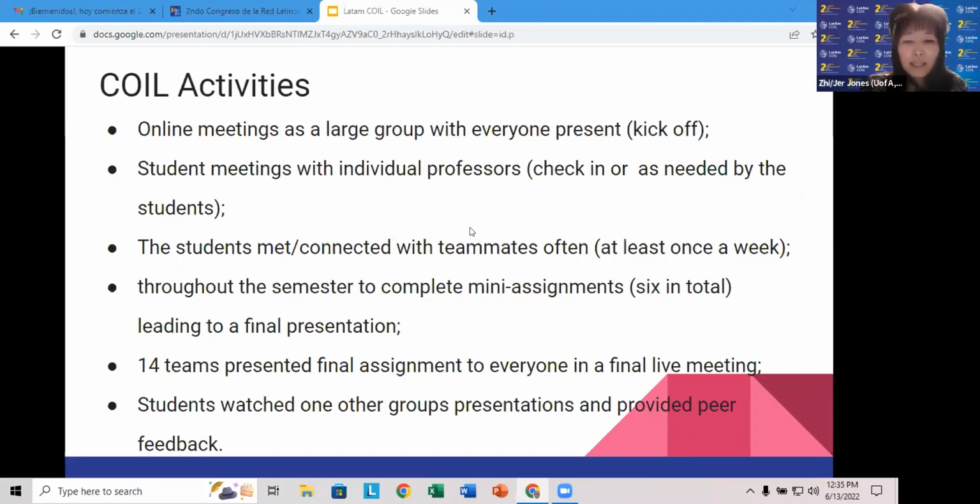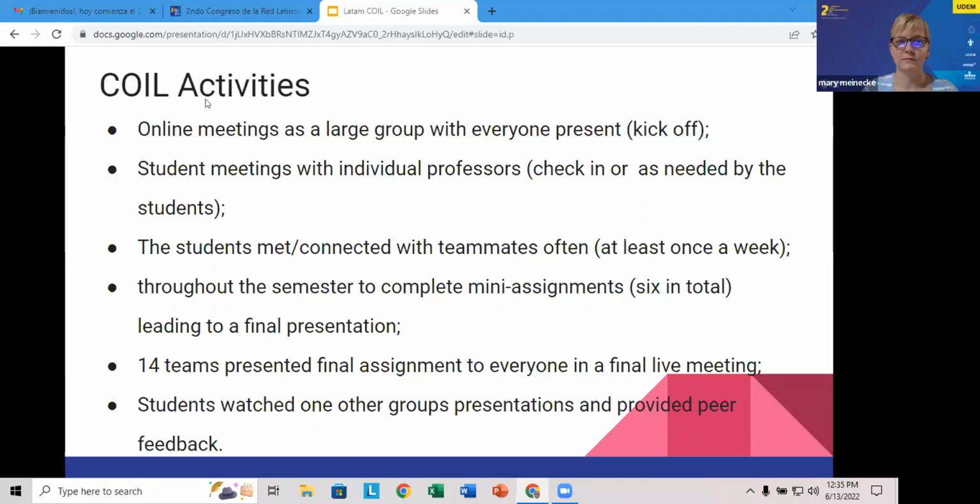The mini assignments included a self-intro video, a number of team building activities such as preparing a meal and a playlist, developing core team values, and signing a team contract to agree on shared roles and responsibilities. The teams presented their final projects in the form of a pre-recorded presentation in a final live meeting. Finally, the students wrote a summary report to reflect upon their COIL experiences.